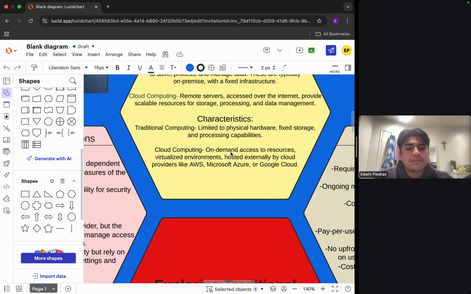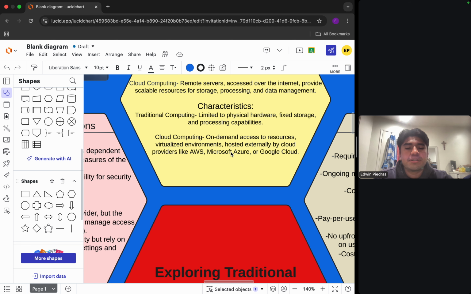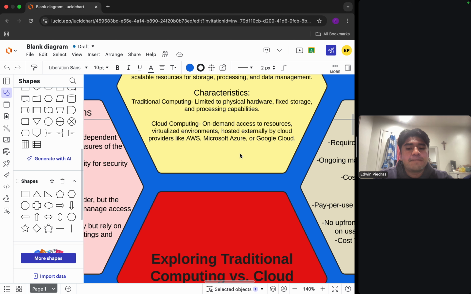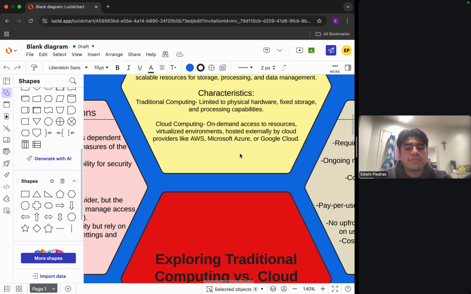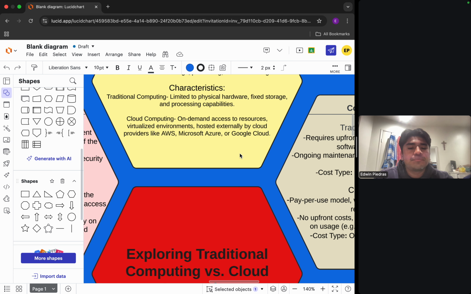The characteristics of both of these. So for traditional computing, it's limited to hardware, fixed storage, and processing capabilities. And for cloud computing, it's on-demand access to resources, virtualized environments, hosted by providers like AWS, Microsoft, and Google Cloud.